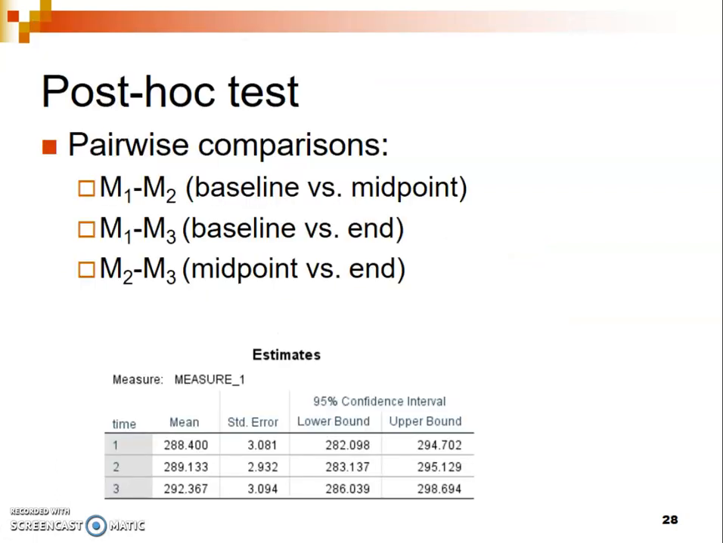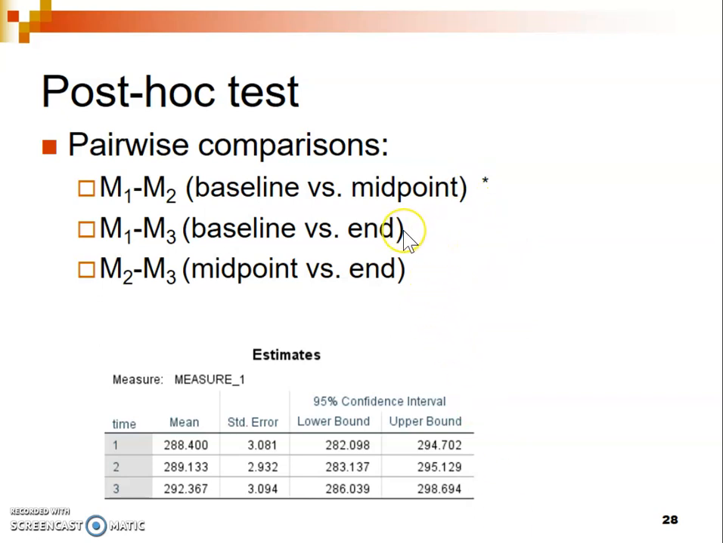So what I usually do at this point is put a little star next to that to indicate that the comparison of these two means was significant. So there was a significant difference between the baseline and the midpoint. So let's look at the other pairwise comparisons.